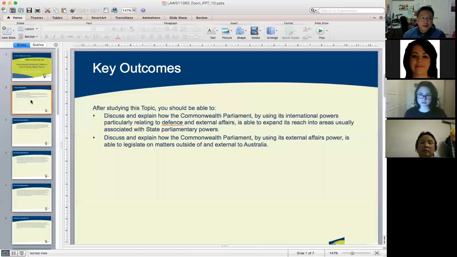So tonight, in terms of the key outcomes, after studying this topic, you should be able to discuss and explain how the Commonwealth Parliament, by using its international powers, particularly relating to defense and external affairs, is able to expand its reach into areas usually associated with state parliamentary powers. And then you should also be able to discuss and explain how the Commonwealth Parliament, by using its external affairs power, is able to legislate on matters outside of and external to Australia. So let's begin.